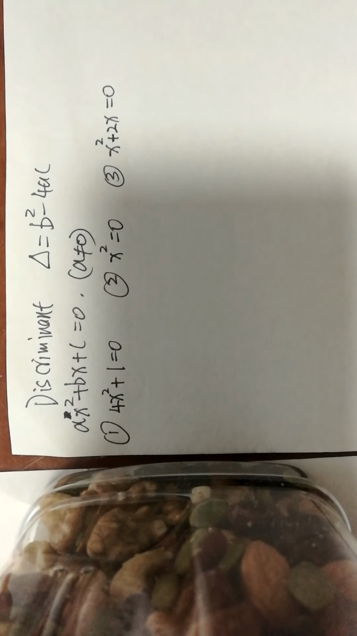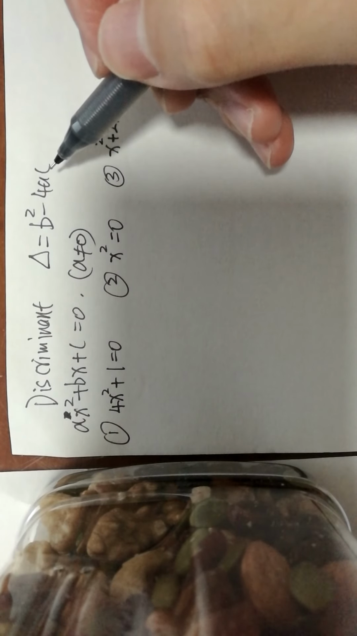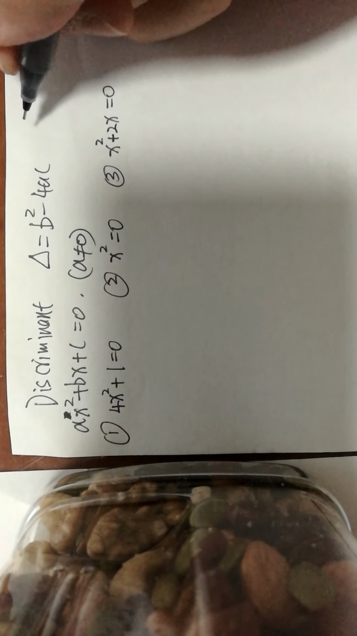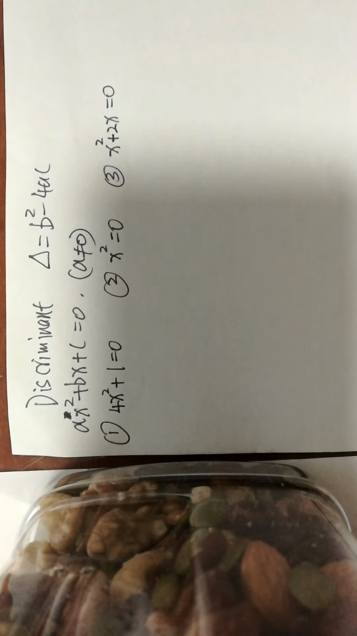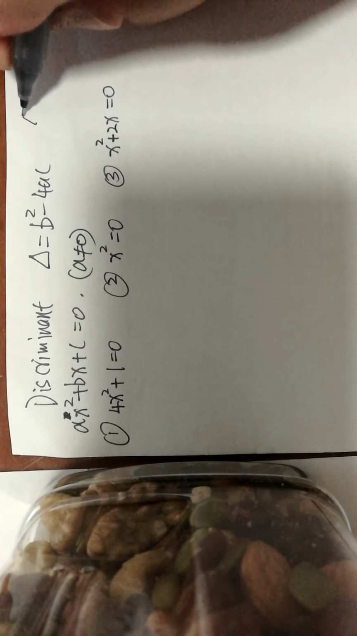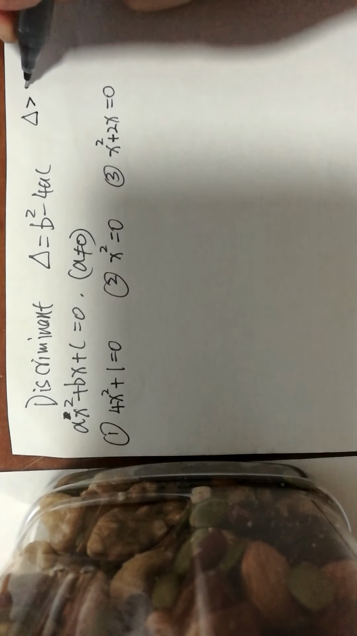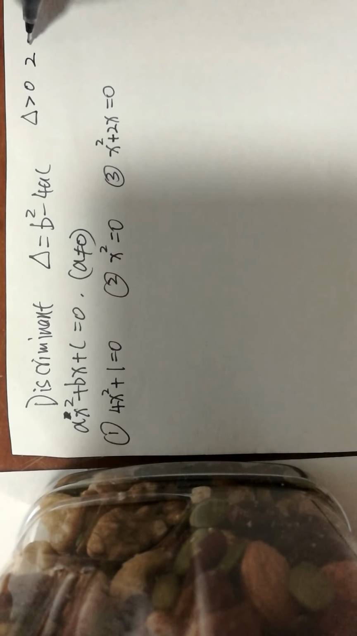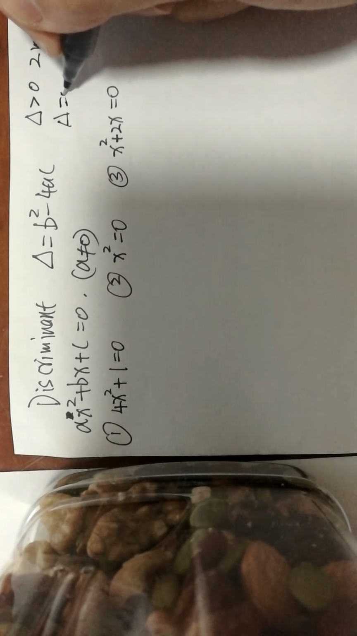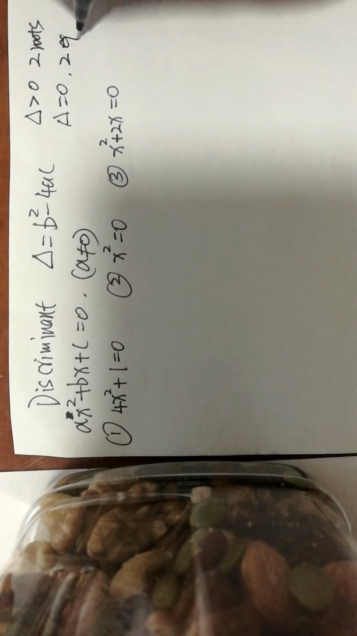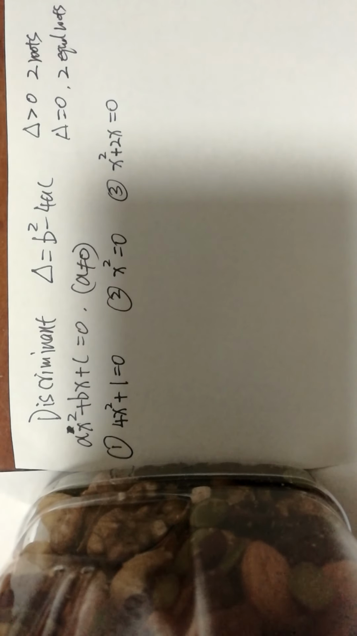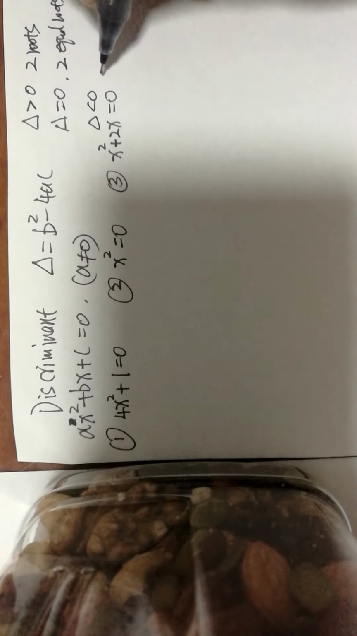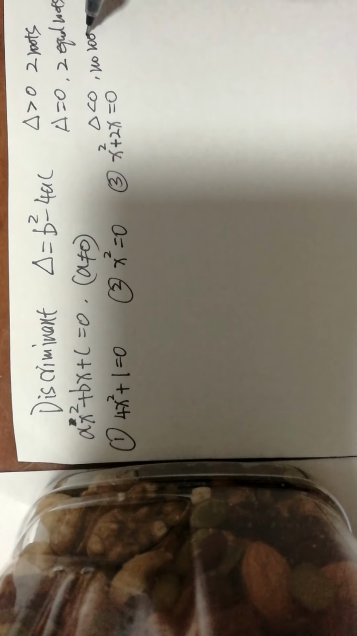Let's introduce the discriminant, which is b squared minus 4ac. In some parts, we also call it delta. If delta is greater than 0, then there will be two roots, and they are different. If it's equal to 0, then there will be two equal roots, or we say just one root. If it's less than 0, there will be no root or no solution.